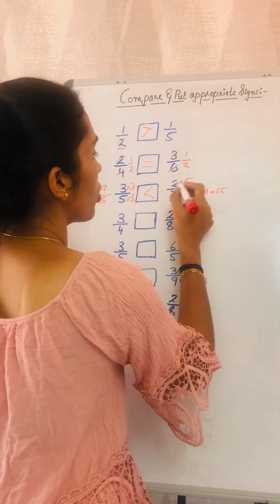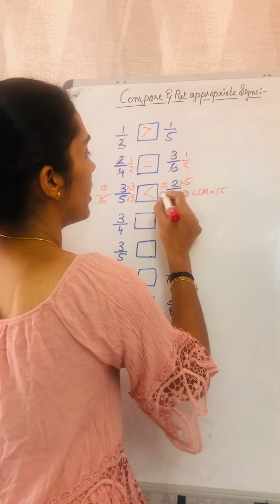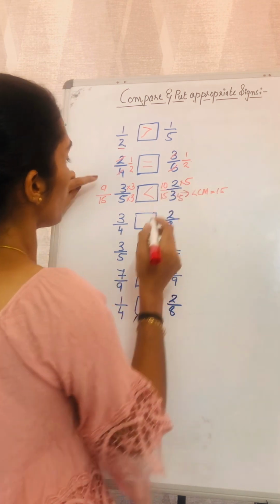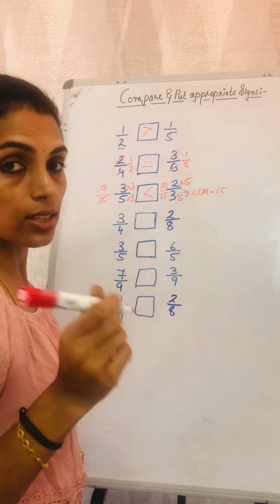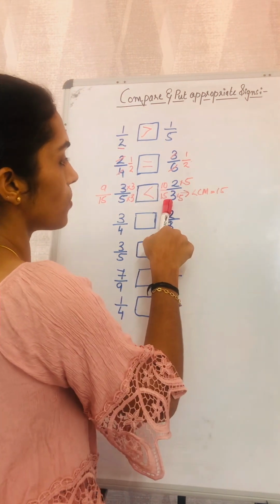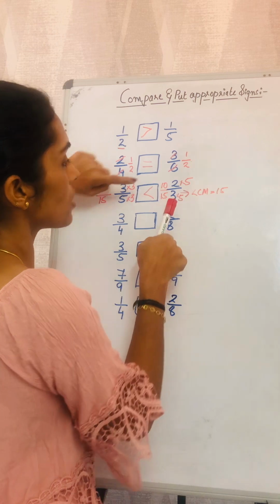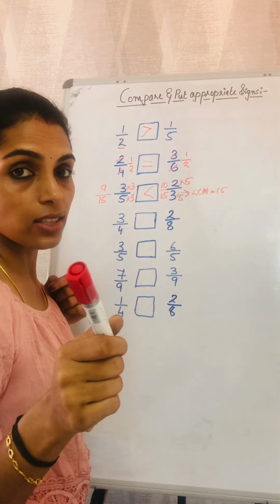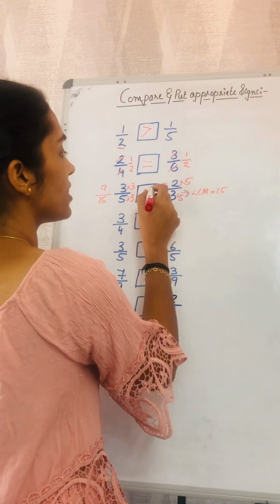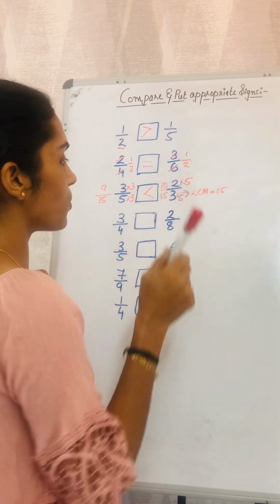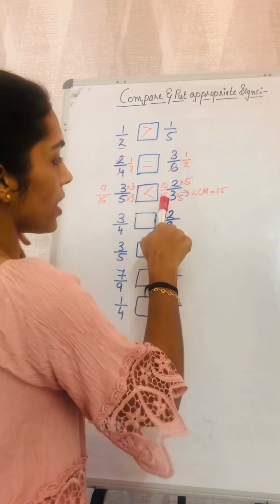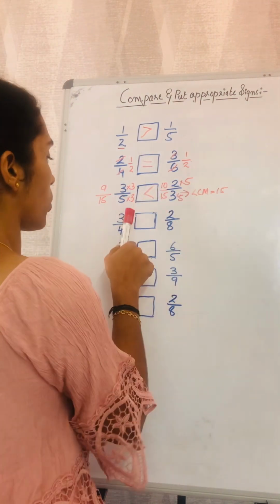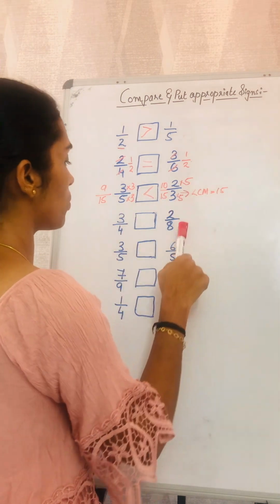For the other fraction, what do you get? 5 2s are 10, so 10 by 15. So between 9 by 15 and 10 by 15, 10 by 15 is big, because the denominators are the same, so you go for the comparison of numerators. That is, 10 by 15 is big. So our rule is applied here and is correct, right?